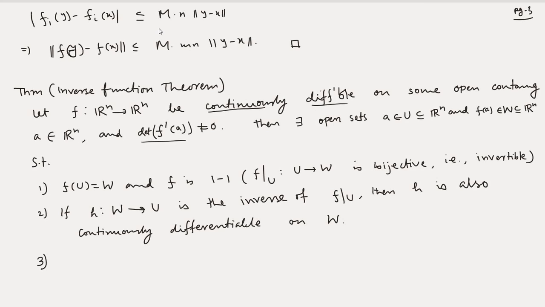And the third item gives the expression of the derivative of the inverse function. For all y in W, the derivative of H at y is equal to the inverse of the derivative of f at the point H y. Okay.